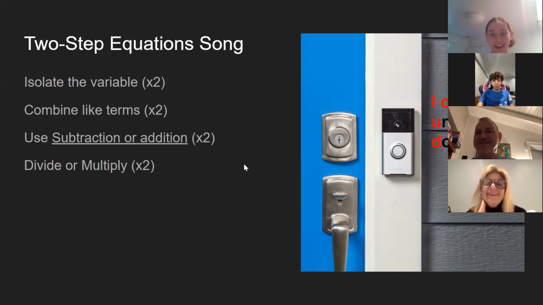Okay, very good. So I hope that this helped you understand two-step equations and helps you remember. And next time we'll build on this lesson to solve more challenging things. And I'll see you all next class.